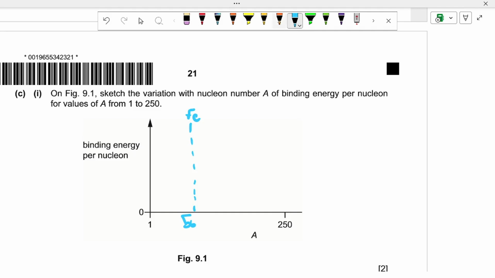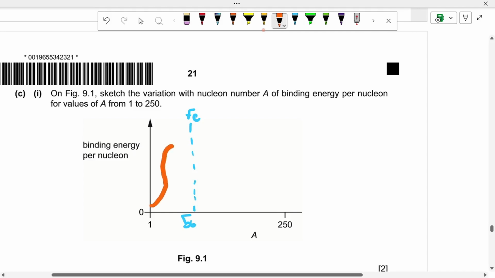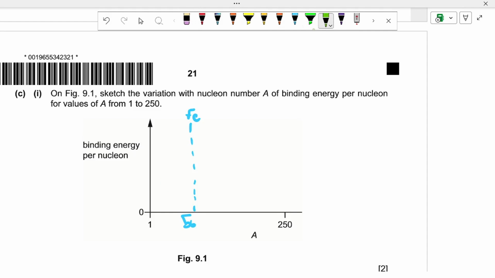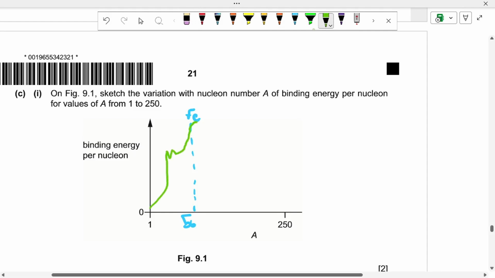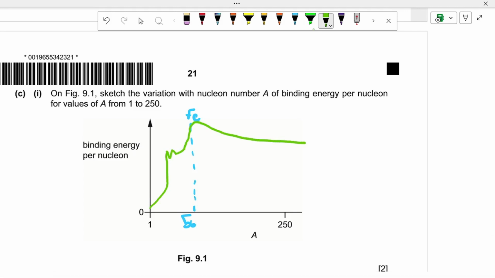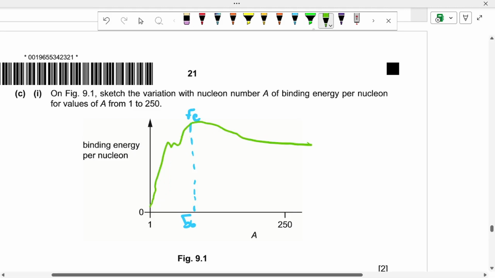So over here, it's going to increase like this. Over here, it's going to increase, right? There's sort of some little bumps over here. It reaches the maximum at iron, and then it's just going to go down like so, right? So it depends on how you structure it. Essentially, that's what you're looking for.